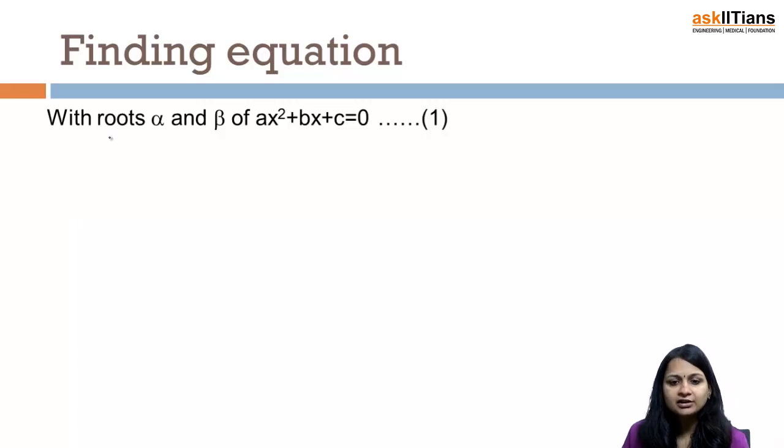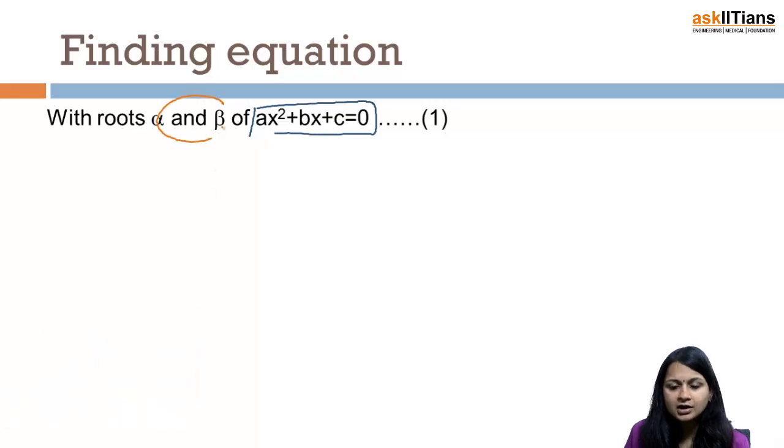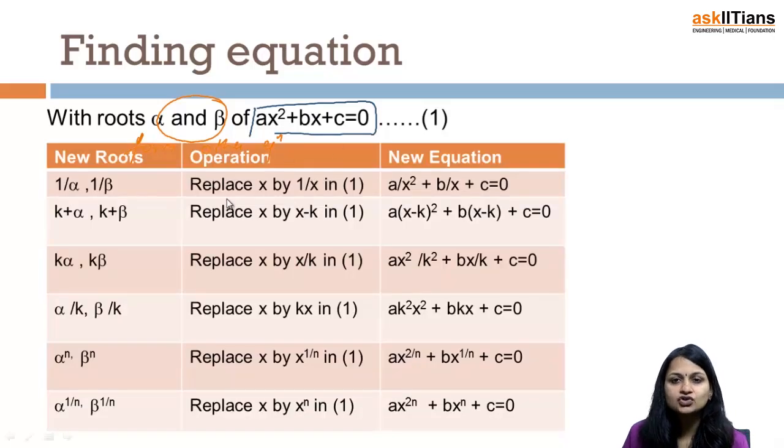Sometimes we are given an equation ax square plus bx plus c equal to 0 and we know its roots, suppose its roots are alpha and beta, and we have to form another equation whose roots are given in terms of alpha and beta. How? I'll show you. You can see this chart, this is very important, you have to understand it.